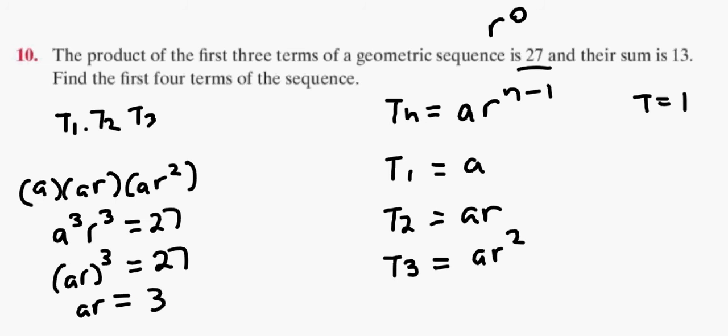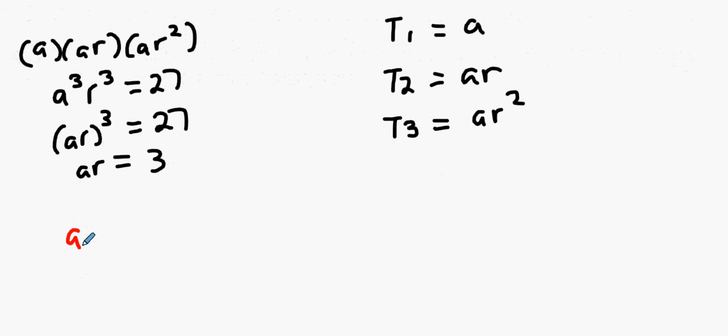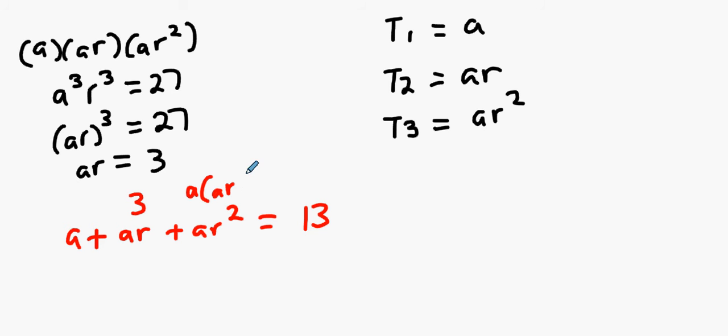Right. First piece of information has been used. What's the second piece of information? Add them together and your answer is 13. So what does that mean? A plus AR plus AR squared equals 13. We cool with that? Alright. Why don't we just change this AR into 3 outright, can't we? So what does that leave over then? And what can I change this into? This is A times AR. And what's A times AR? 3A. So I have A plus 3 plus 3A equals.